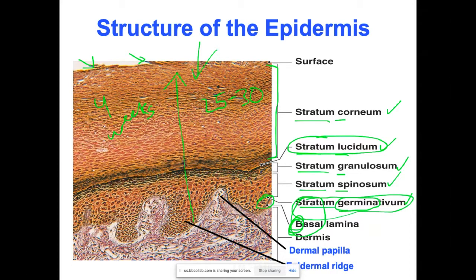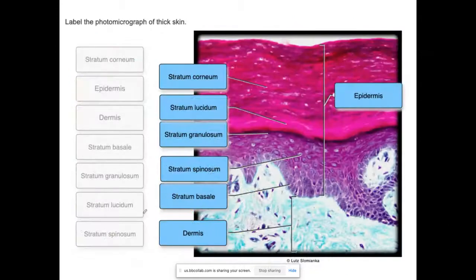And then look, way down at the bottom, now we're into the dermis down here. These are called dermal papilla. And in here, these are called dermal ridges. These dermal papilla are really important. They're involved in creating the fingerprint, the unique fingerprint that we all have.